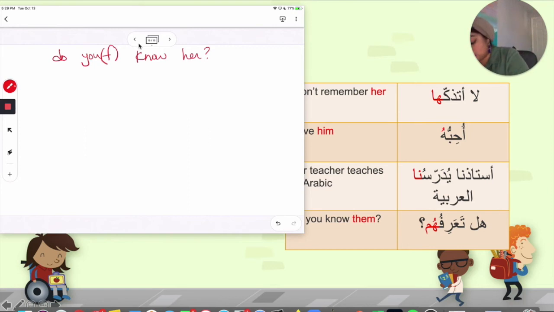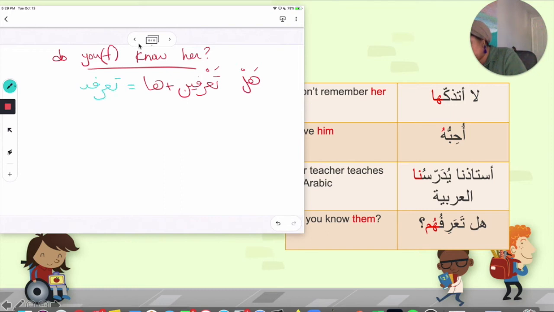Hal, let's just focus on the verb, so hal is the question here. You know. So if I want to say enti, you know, it's ta'arifin, that's the verb, right? And then I'm going to attach the pronoun for her, and the pronoun for her is a ha alif. So if I take ta'arifin and I attach ha alif to the end, what do I get? We have تعرفين and then ها ألف.